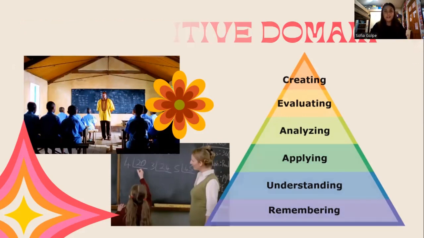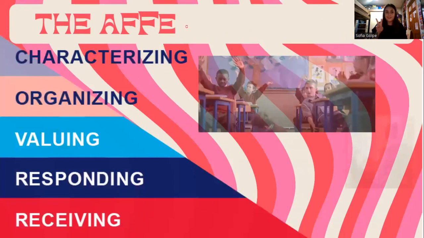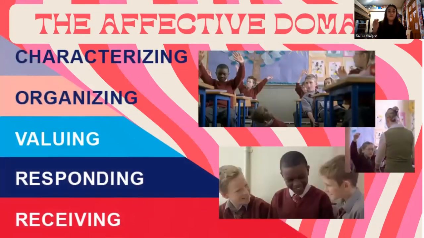Now, let's take a look at the second one, the affective domain. This one is concerned with the social and emotional aspects of learning, and it focuses on the attitudes, values, motivations, and beliefs of students. This one has only 5 categories: receiving, responding, valuing, organizing, and characterizing.